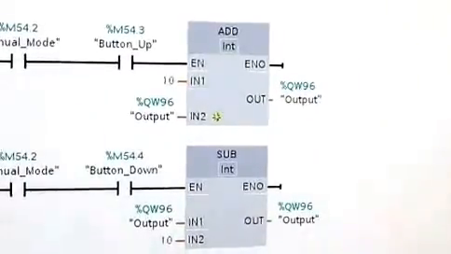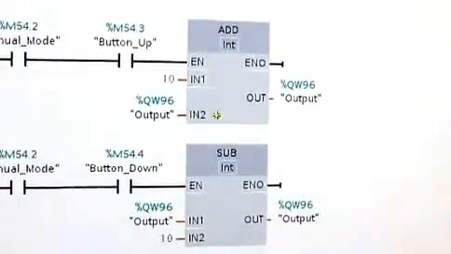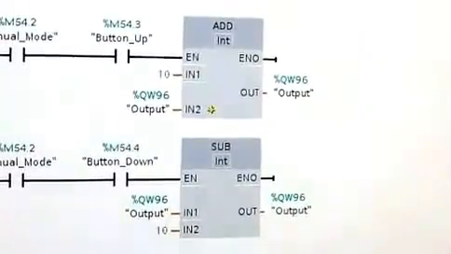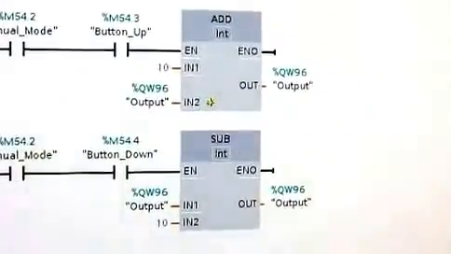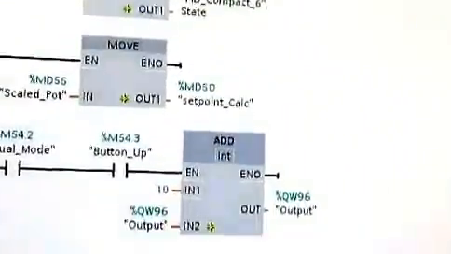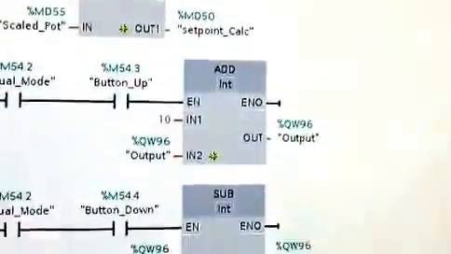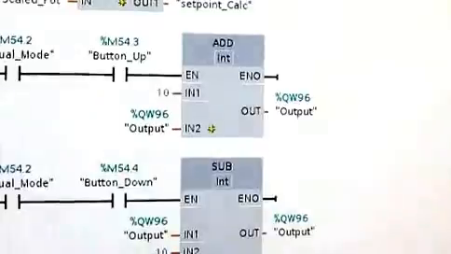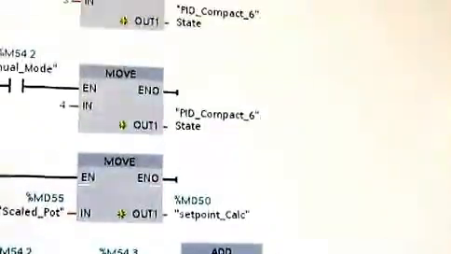So this is our manual mode when we're bypassing the PID. We're essentially just adding to the output number, which controls the flow valve directly. So it's increasing the number, and the valve opens, decreasing it, and it closes. And all these contacts are there to prevent other modes from being active during that.